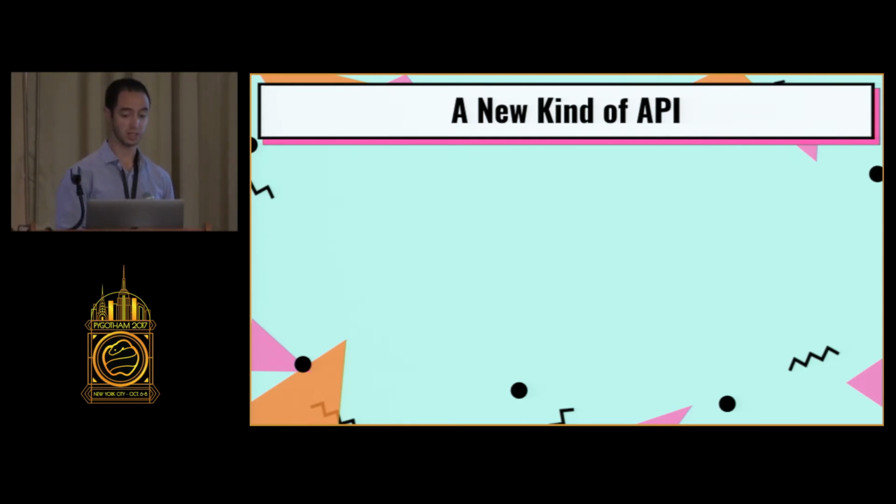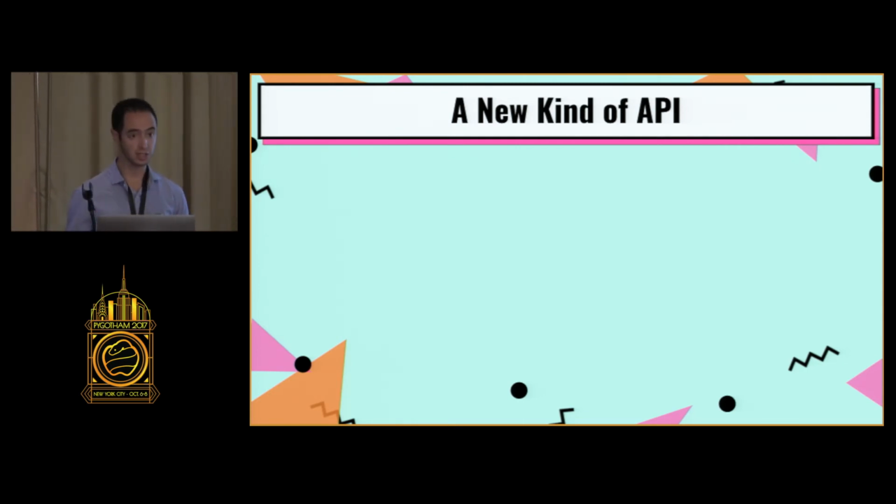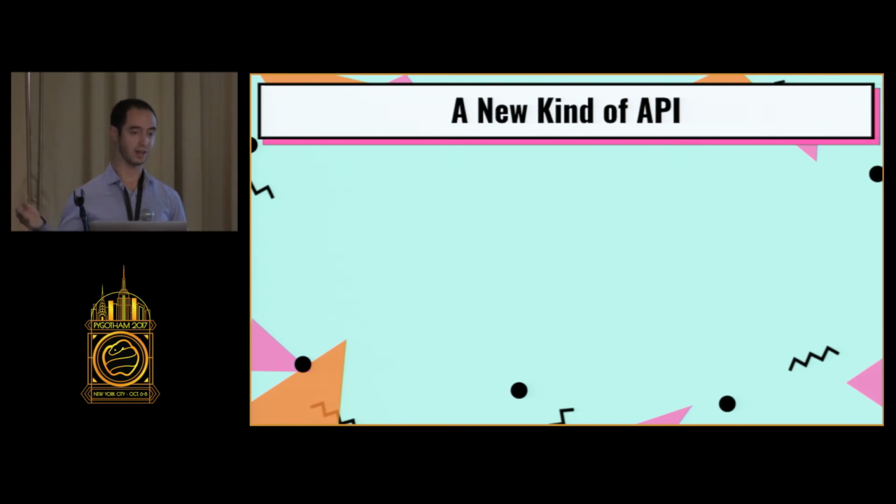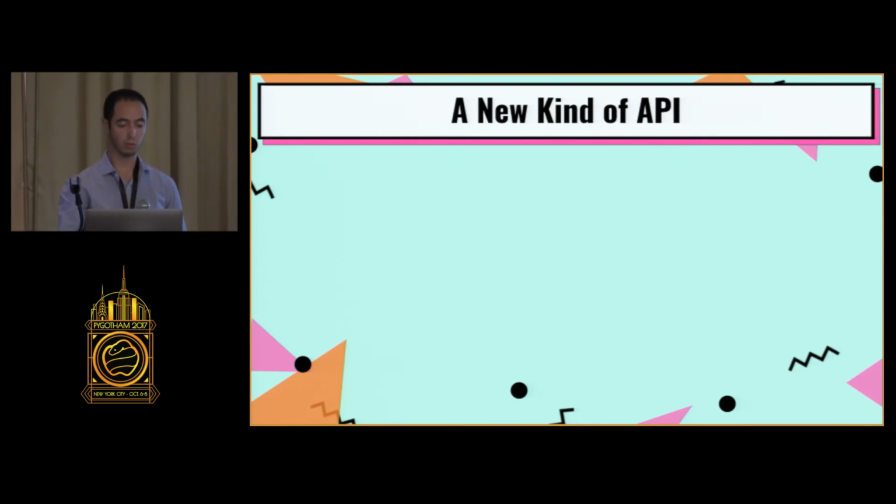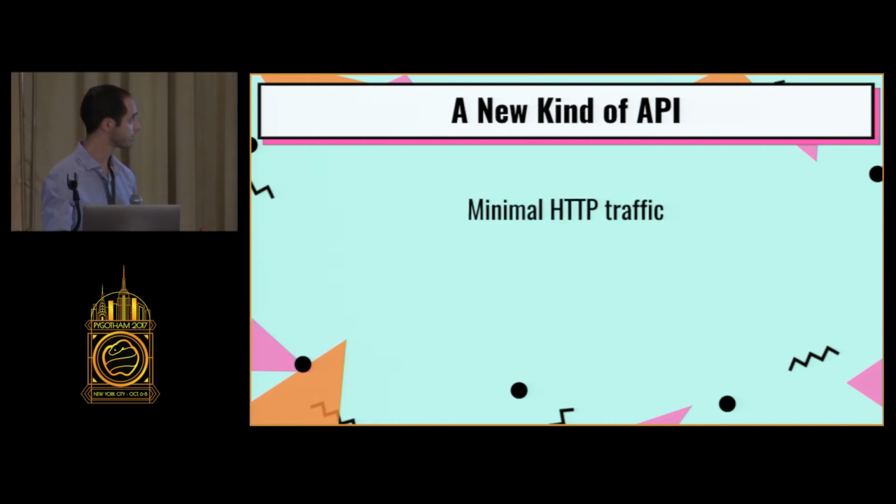So given today's constraints and 2 decades of research, languages that are more powerful, and today's constraints around mobile, let's sketch out the API that we would actually want. We know that we would want minimal HTTP traffic. There's serious overhead with network requests from latency or battery issues or any number of things. We want to reduce that to as few as possible.